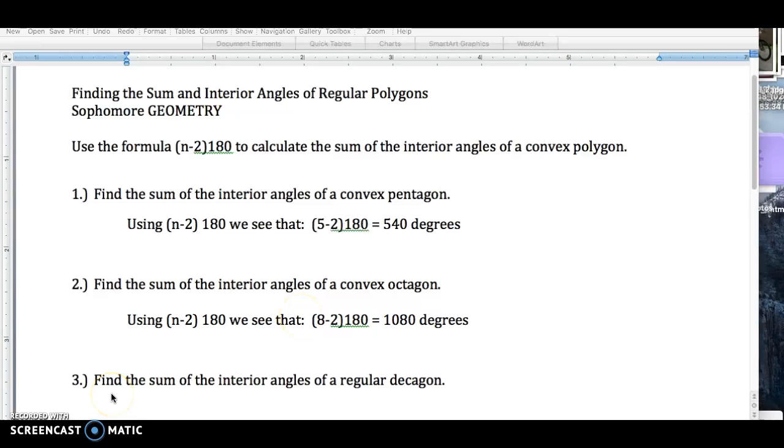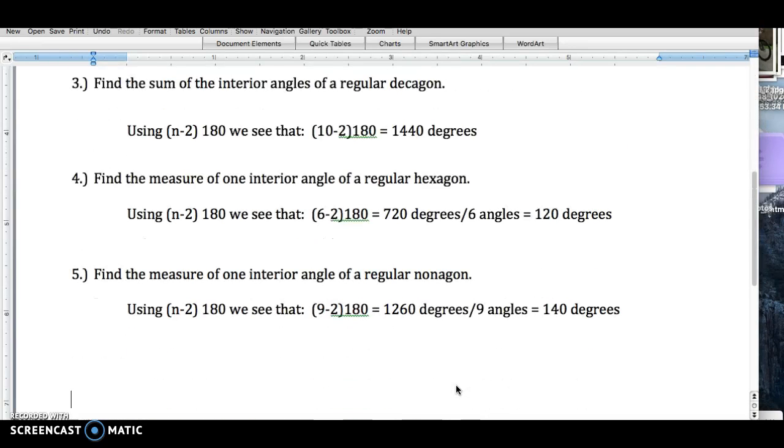Number 3, find the sum of the interior angles of a regular decagon. A decagon has 10 sides, so by using the n minus 2 times 180, again we plug in 10 for n, so 10 minus 2 times 180 is 1440 degrees. And that is the sum of all the 10 angles inside a decagon. Pretty simple, pretty straightforward. If you can remember the terms for polygons and the numbers that are associated, it's pretty simple to find that. So number 4 is going to change a little bit.